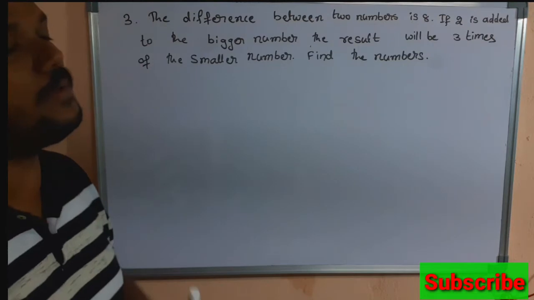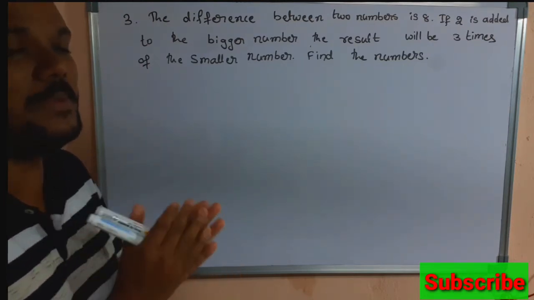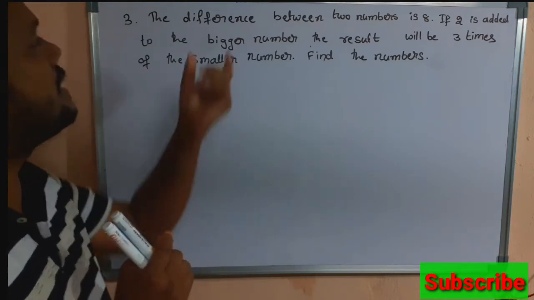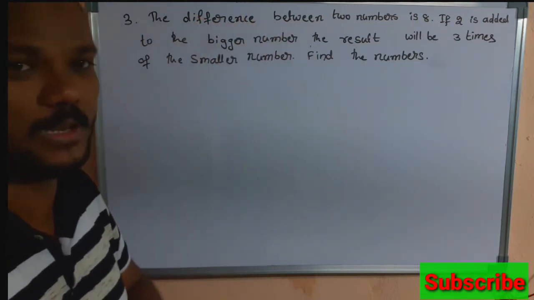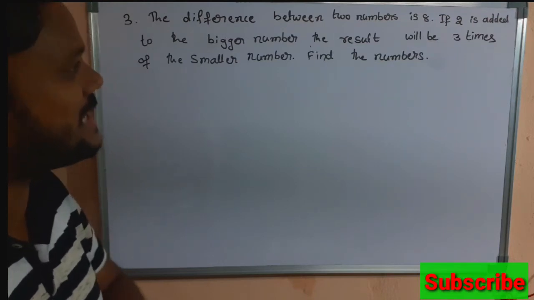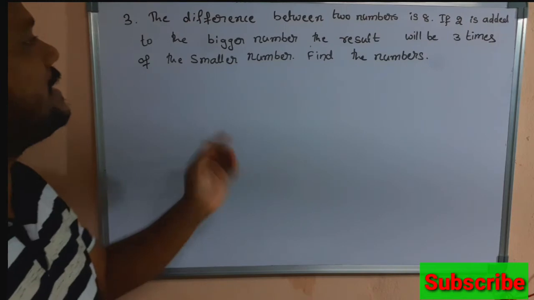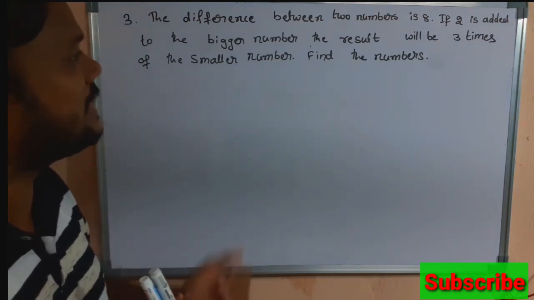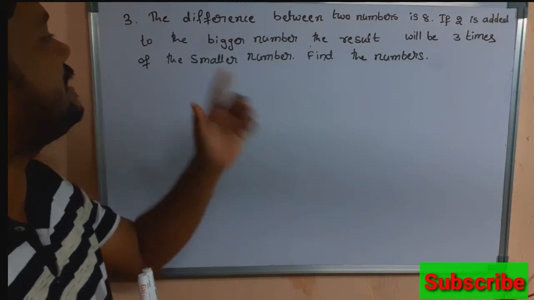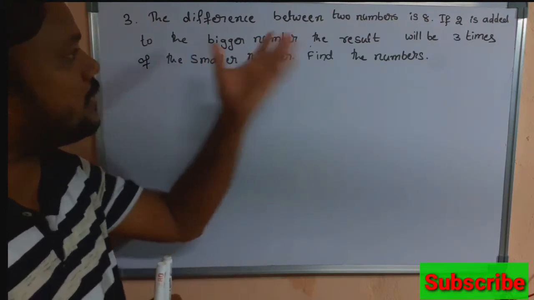Here, what do we need to find out? We need to find out two numbers, and what do they mention about the two numbers? They mention that the difference between the two numbers is 8. And if you add 2 to the bigger number, the result will be 3 times the smaller number. Suppose we need to find the two numbers.